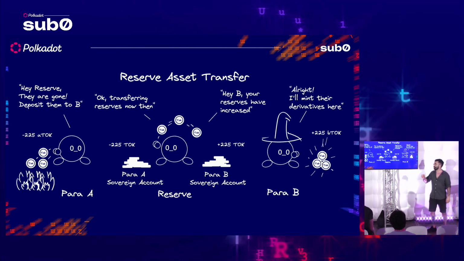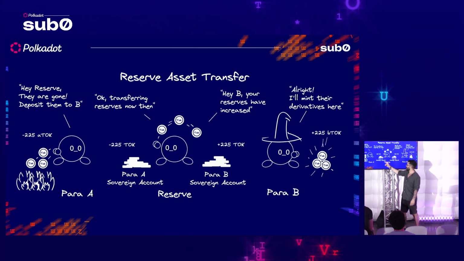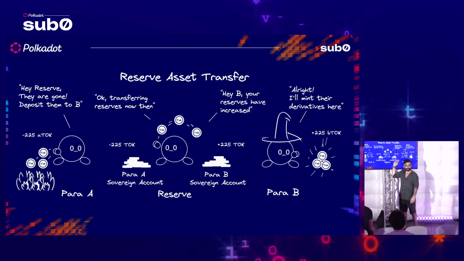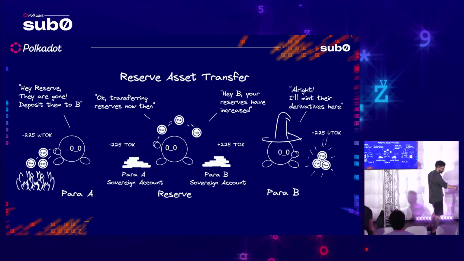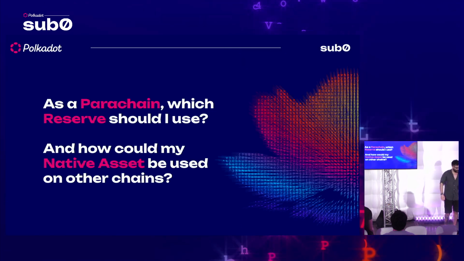The interesting part about that is that at the end of the day, yes, we have the same balance that kind of moved from one place to another, but they didn't have to speak to each other. They only need to trust the reserve. This is the way it looks at the instruction level on the executor.